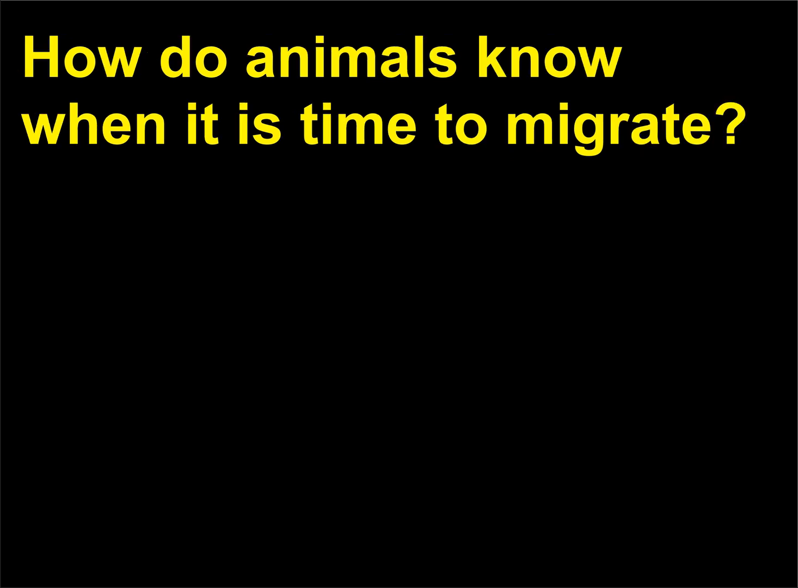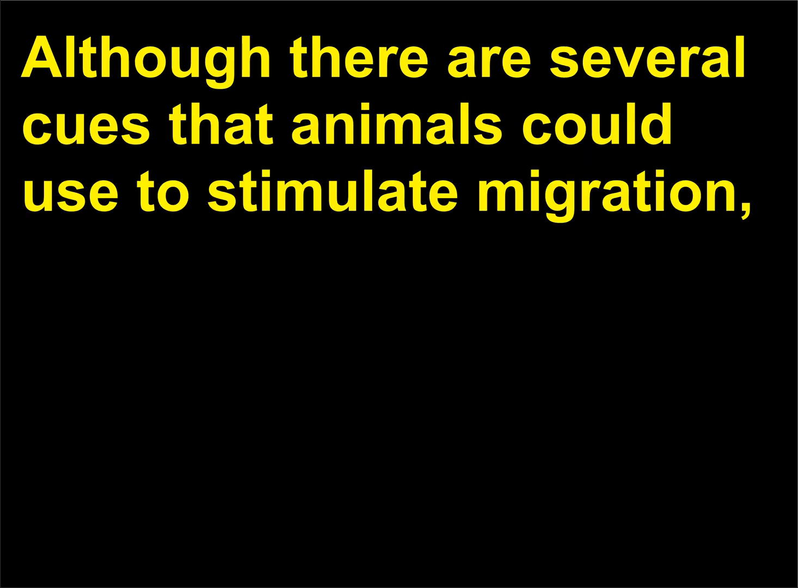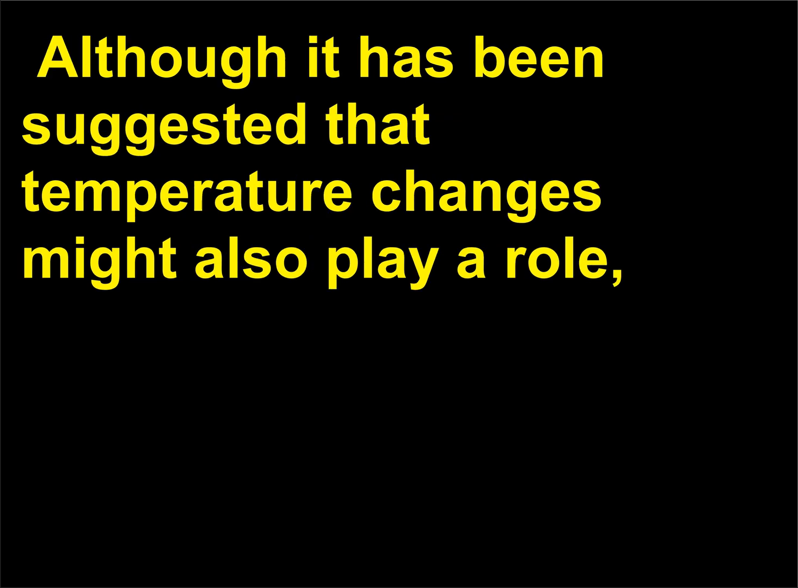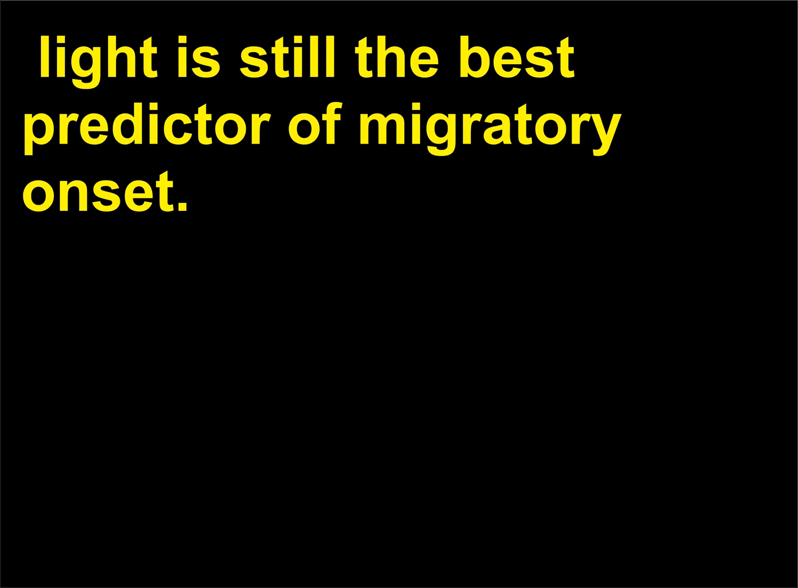How do animals know when it is time to migrate? Although there are several cues that animals could use to stimulate migration, the most consistent year after year would be the change in duration of daylight, also known as photoperiodism. Although it has been suggested that temperature changes might also play a role, light is still the best predictor of migratory onset.